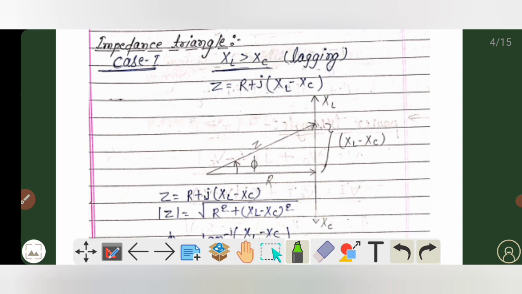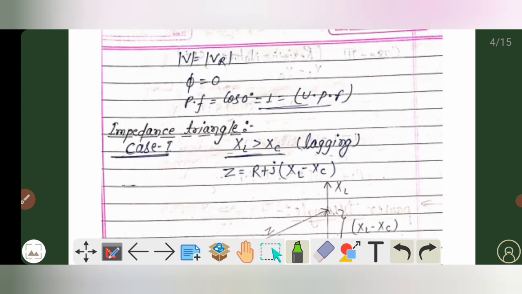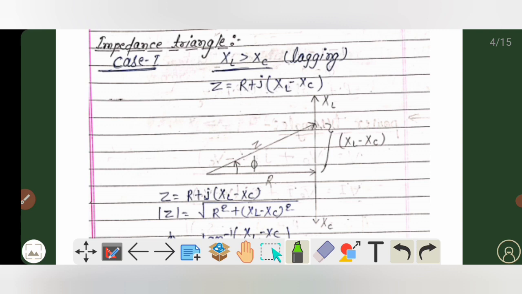Now the case was XL is greater than XC, which means this part is greater than this one. So if you want to project this part of XC on XL, that will come out to be XL minus XC. Now this is R, and this is our XL minus XC. If you want to draw the equivalent impedance, that will come out to be Z.